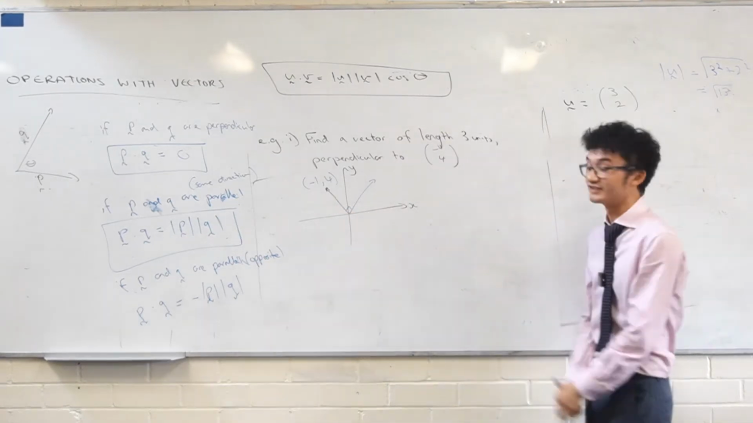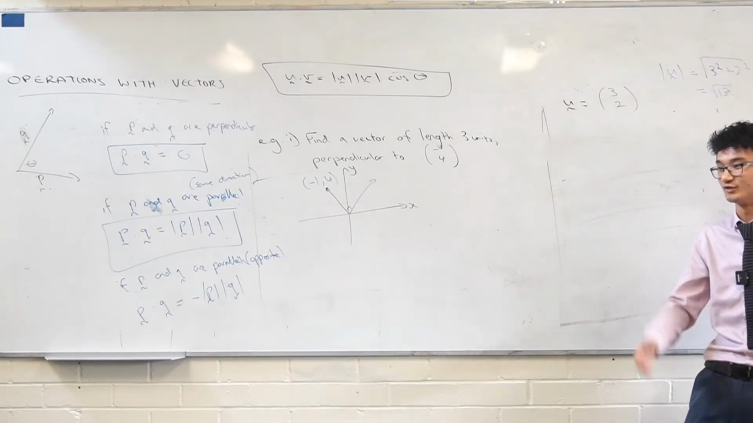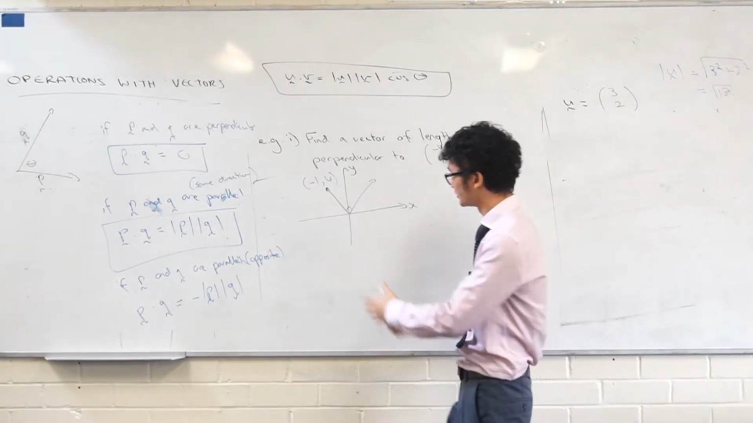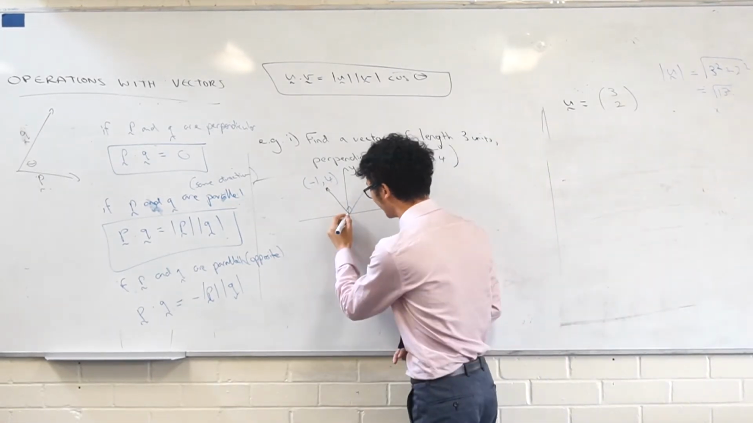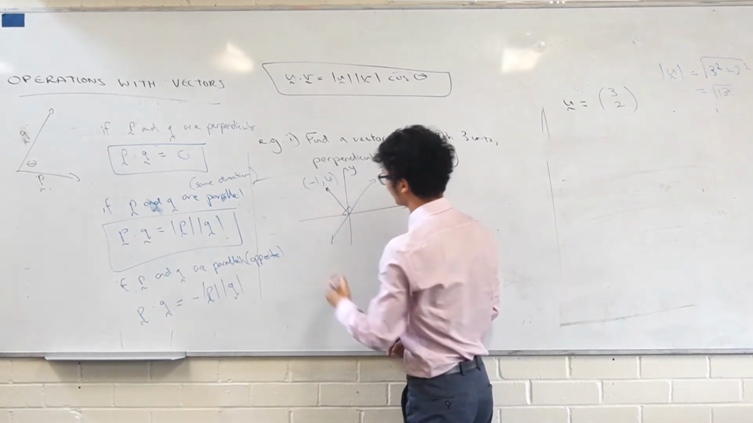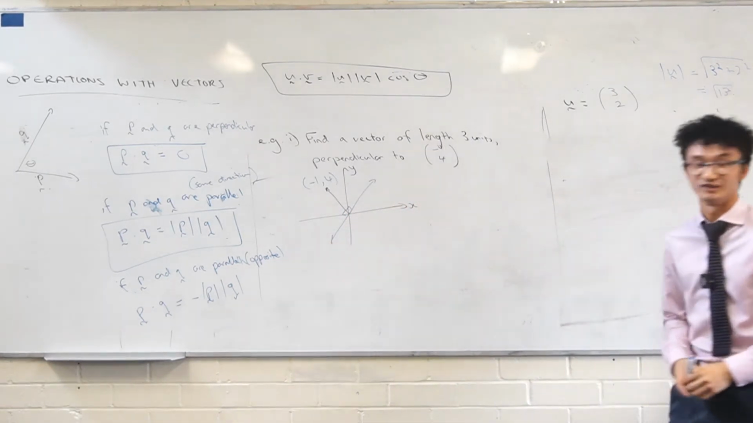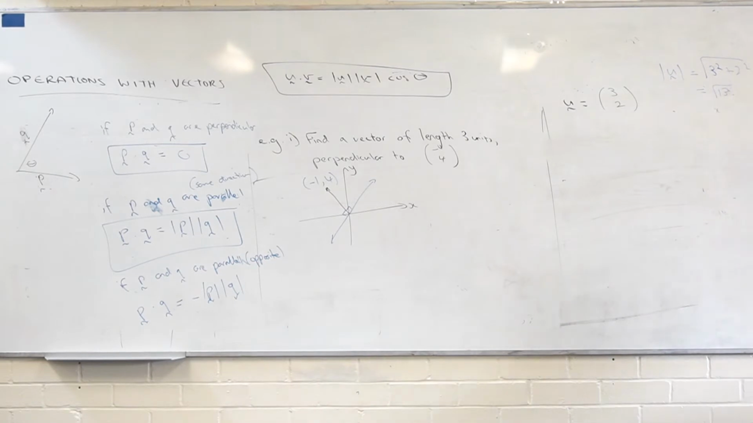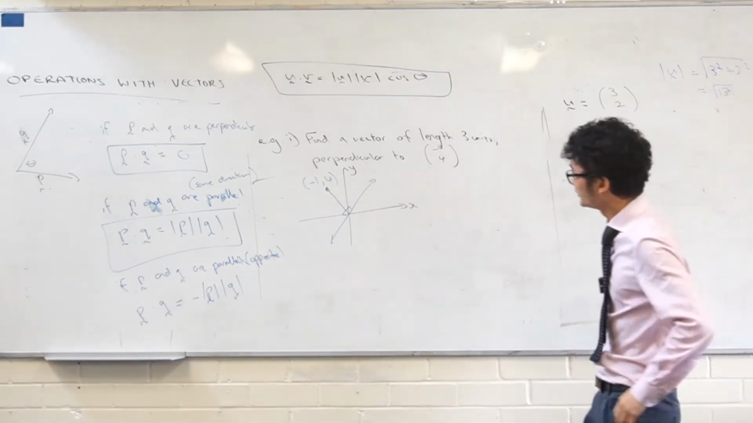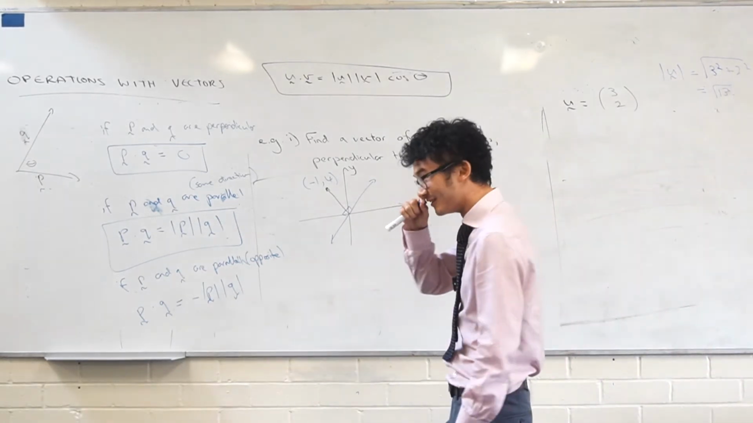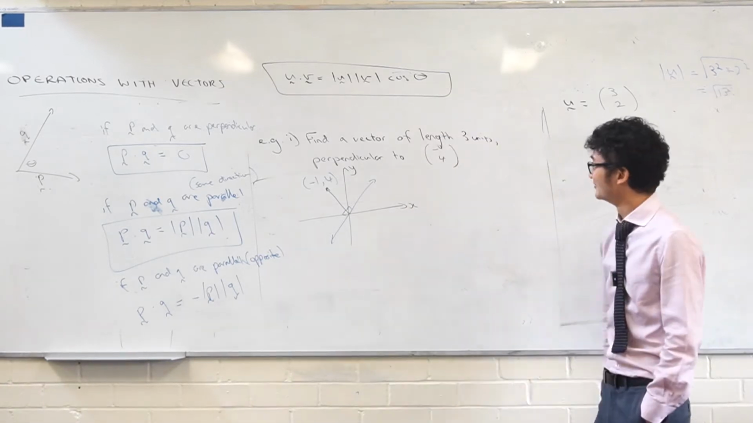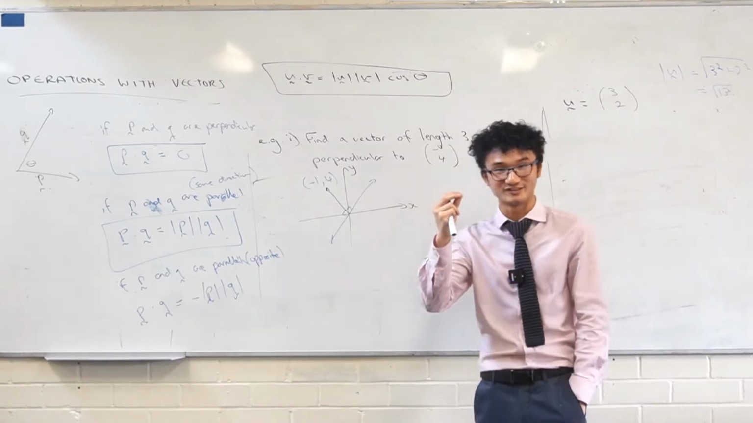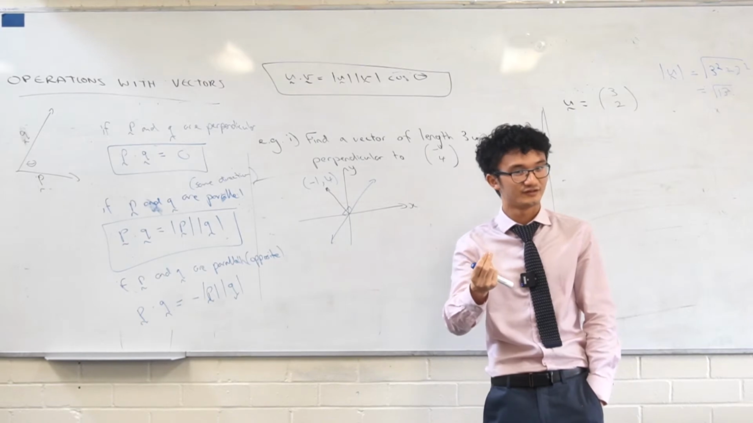Here's the question: it just says find a vector. So potentially there are two possible answers here, because remember, as long as there's a 90-degree angle between them, the vectors are perpendicular. So in this situation, there are two possible answers. But the problem is that we need a particular length.